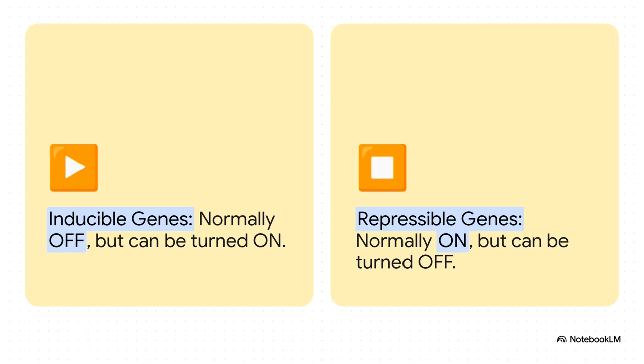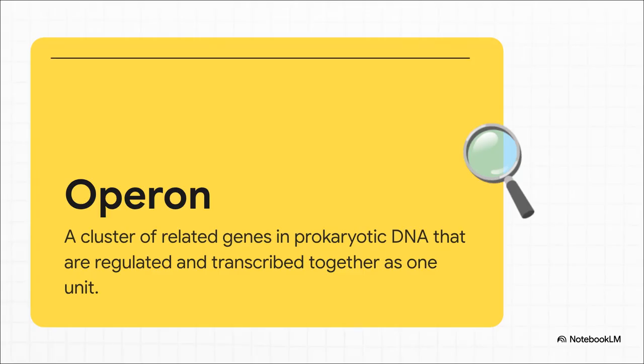So bacteria have two main ways of controlling their genes. You have inducible genes, which you can think of as motion-activated lights. They're normally off, and they only flick on when a specific molecule, an inducer, shows up. Then you have repressible genes. These are like the lights that are always on, and they only turn off when a molecule comes along and actively flips the switch. And bacteria manage these switches in this incredibly streamlined way using something called an operon.